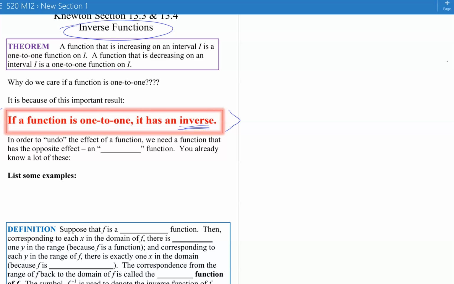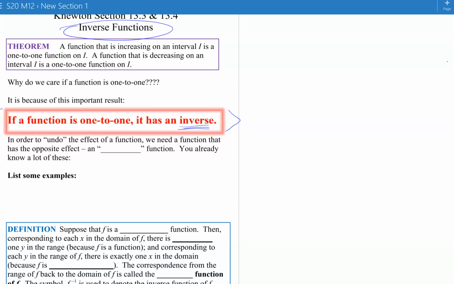So why do we care if a function's one-to-one? It's because there is higher level math work that guarantees us that if a function is one-to-one, it has an inverse. So if somebody tells you this function is one-to-one, please find its inverse, the answer will never be it doesn't have one.